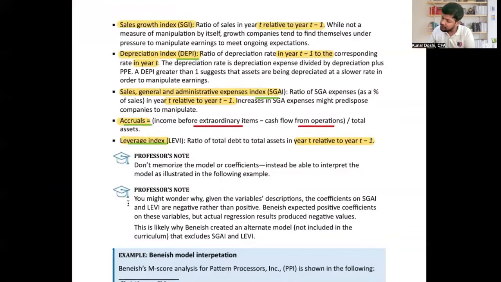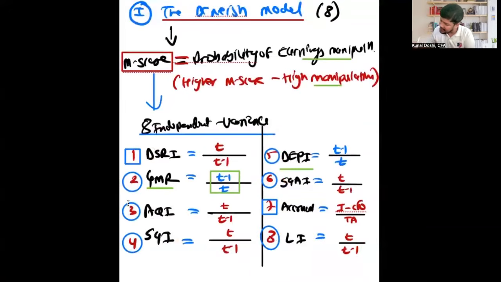Sales growth index, SGI. For the sales growth index, it compares the current year to the previous year. So here is how it relates to manipulation. For example, if a company's ratio is increasing, that means there is higher pressure to increase sales compared to the past year.